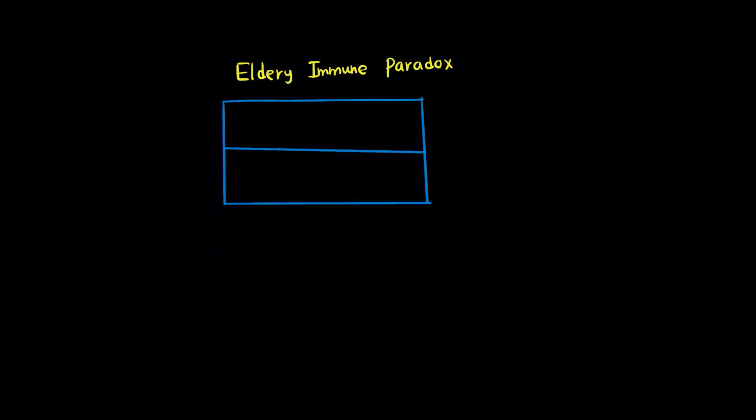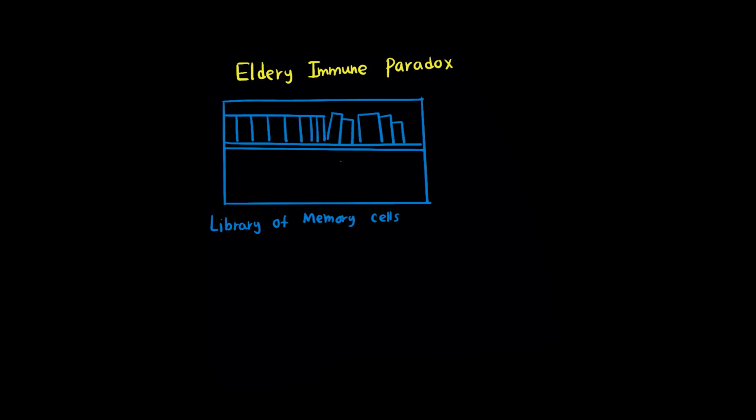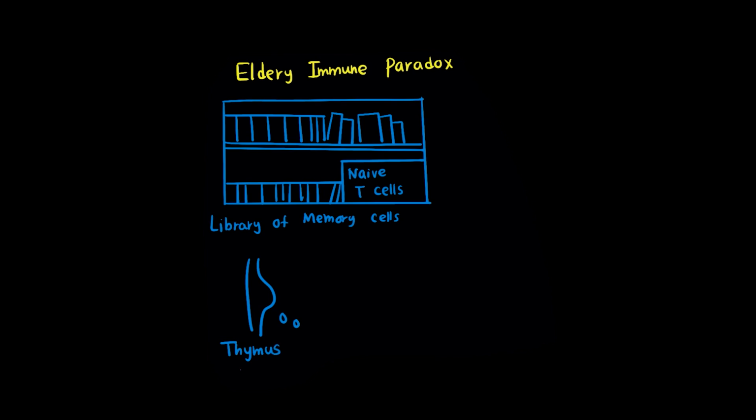The elderly immune system presents a paradox, rich in experience but poor in flexibility. Over decades, elderly individuals accumulate vast libraries of memory cells from countless pathogen encounters. They can mount powerful responses against familiar threats. But here's the problem. Their production of naive T cells dramatically decreases. The thymus, where T cells mature, shrinks with age. By 70, it's mostly fat. Without new naive T cells, the elderly can't effectively respond to novel pathogens.